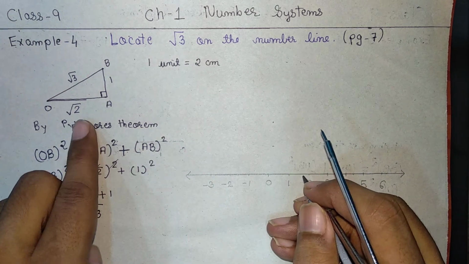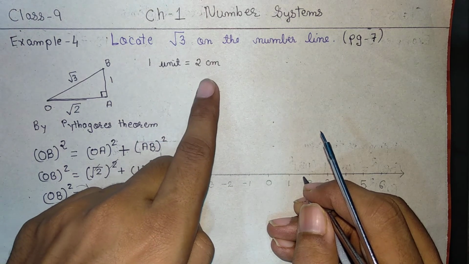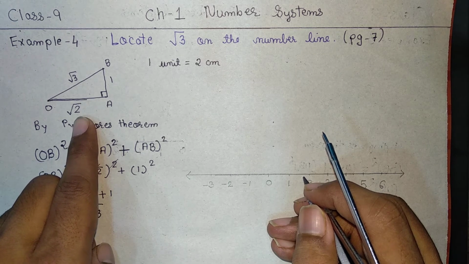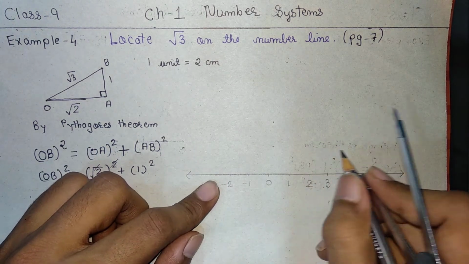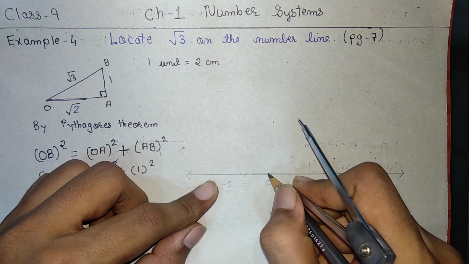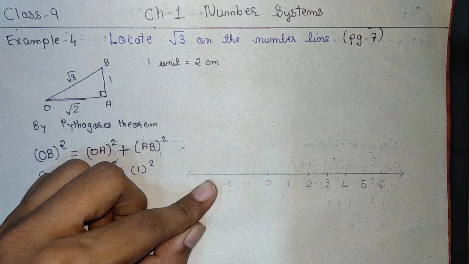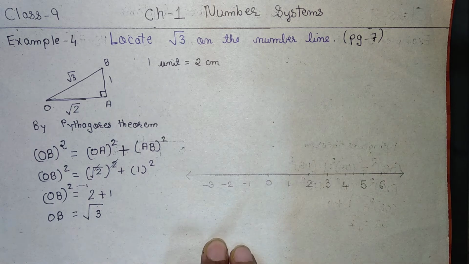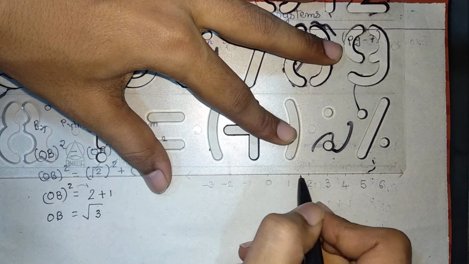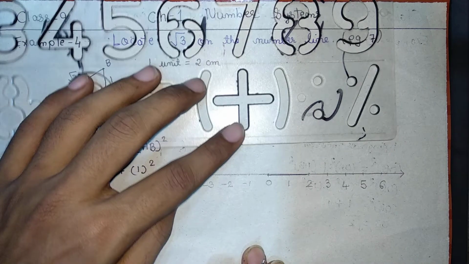In the previous video one unit was equal to 2 centimeters, so again one unit is equal to 2 centimeters. Here, in order to locate root 2, we have to take one unit on the x-axis and one unit on the y-axis. So let us start from 0. One unit is equal to 2 centimeters, so it is 0 to 2. Let us locate 2 centimeters here. So this is our 2 centimeters, that is equal to 1 unit.